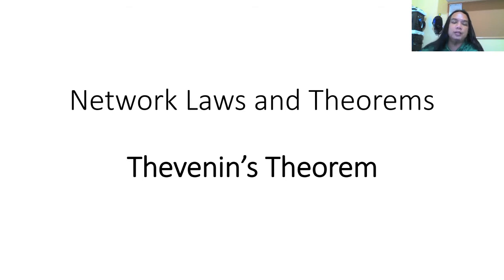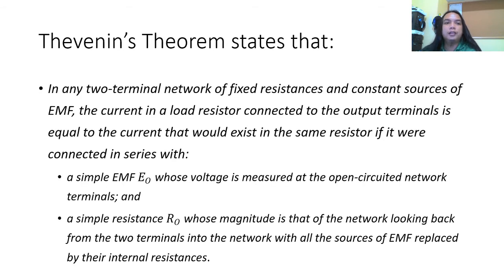To properly introduce Thevenin's theorem, it states that in any two-terminal network of fixed resistances and constant sources of EMF, the current in a load resistor connected to the output terminals is equal to the current that would exist in the same resistor if it were connected in series with a simple EMF EO, whose voltage is measured at the open-circuited network terminals, and a simple resistance RO, whose magnitude is that of the network looking back from the terminals into the network with all the sources of EMF replaced by their internal resistances.